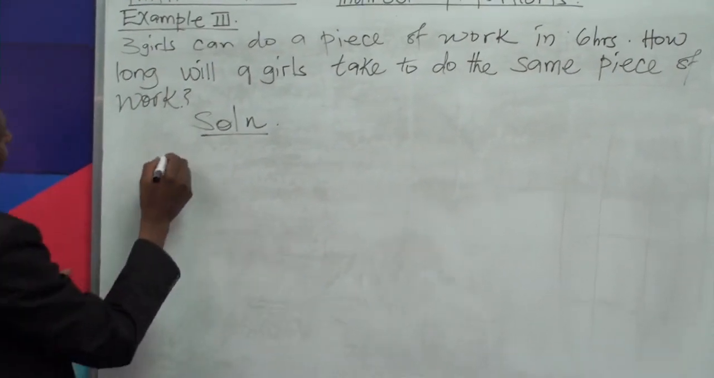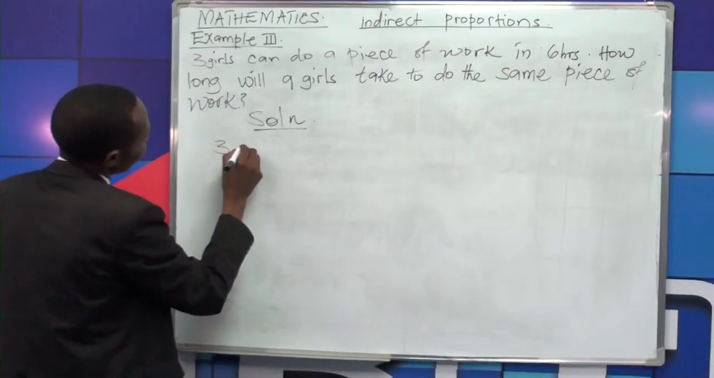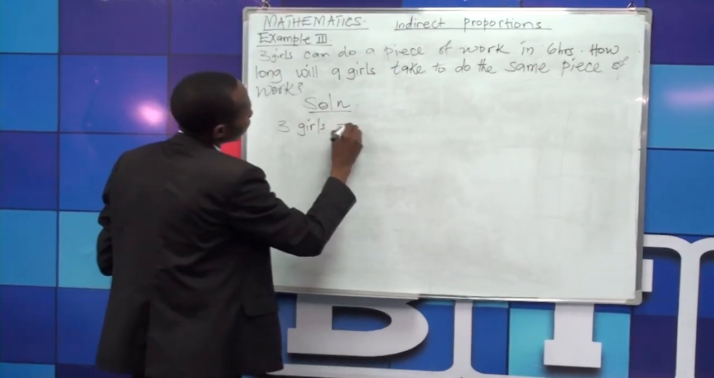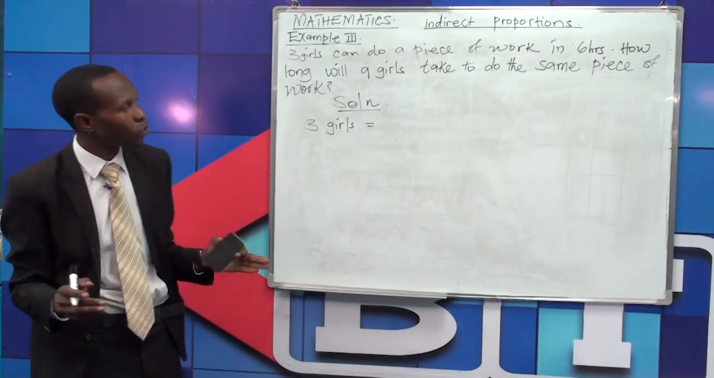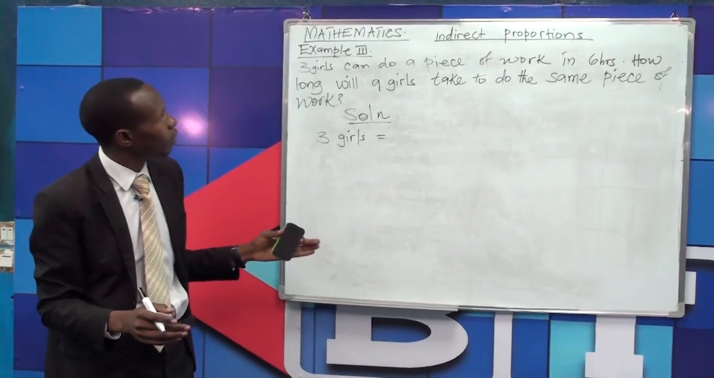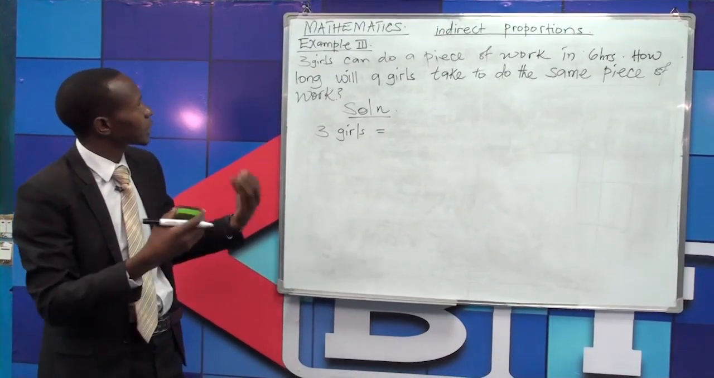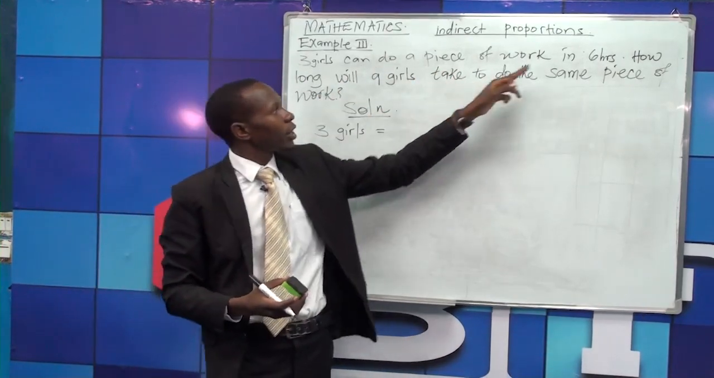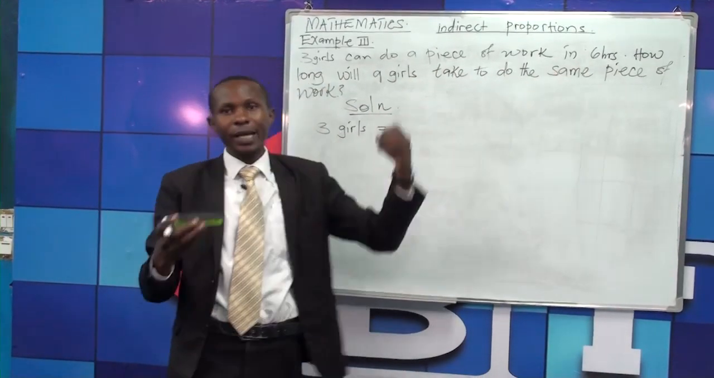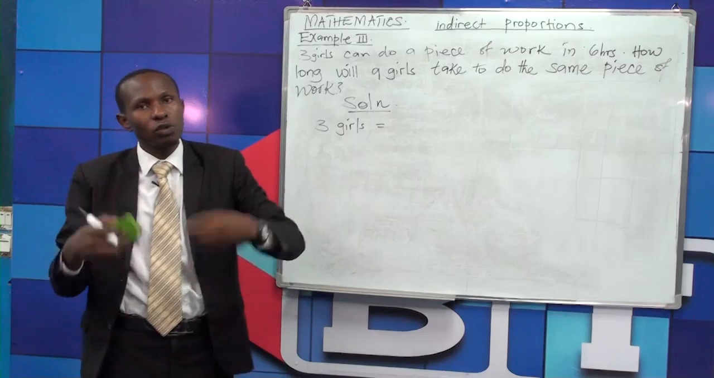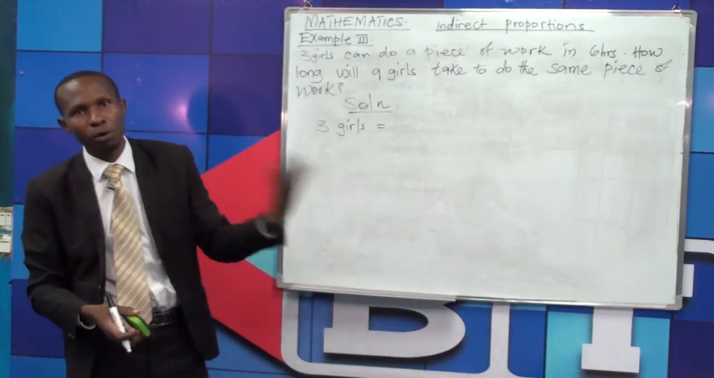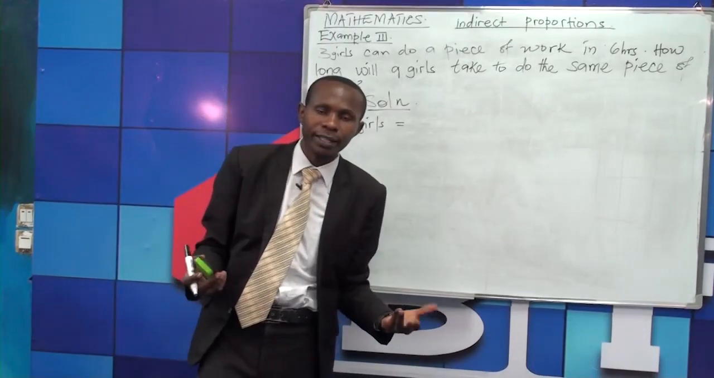So we shall first of all need to identify, we say 3 girls. When they are 3 girls, how long do they take to do the same piece of work if they are doing something? These 3 girls will take 6 hours doing a certain piece of work. We don't know which kind of work. It may be sweeping, it may be digging, it may be building, it may be washing, and so on.